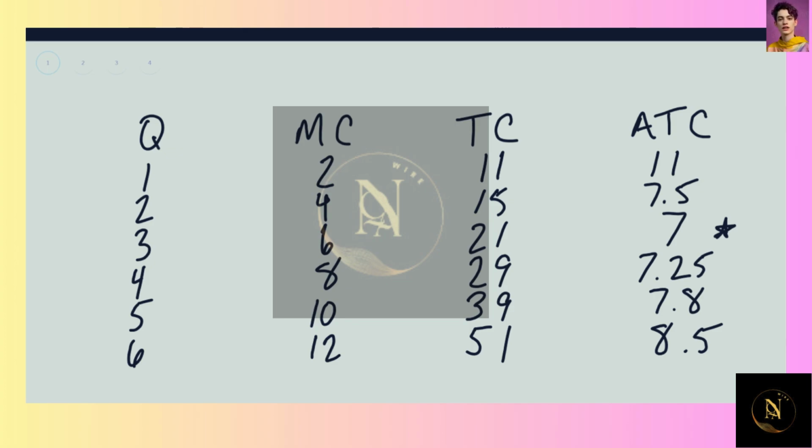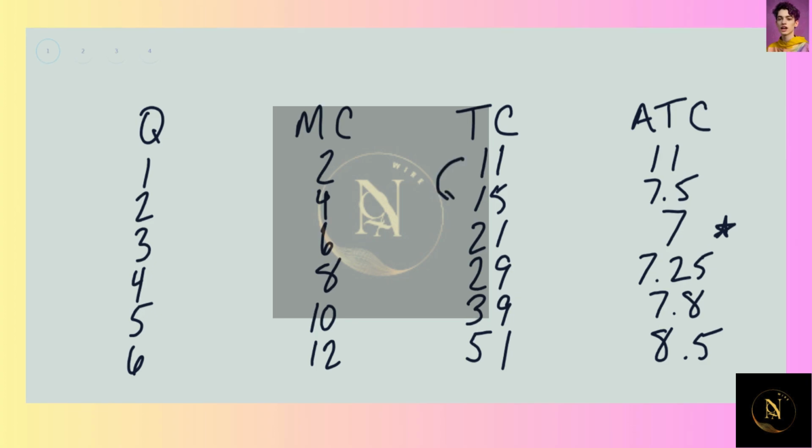From there, to get to the next total cost, all we do is add the marginal cost of an additional unit of production. So to go from 11 to 15, we add 4. From 15 to 21, we add 6, and so on. And that's how we get our total cost for the first 6 units of production.